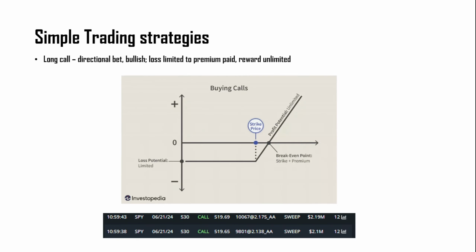You skipped one there. Go back one. Okay. So these are just simple trading strategies. So you have a long call. Obviously, it's a directional bet. It's bullish, so the loss is limited to the premium paid, and the reward is unlimited.